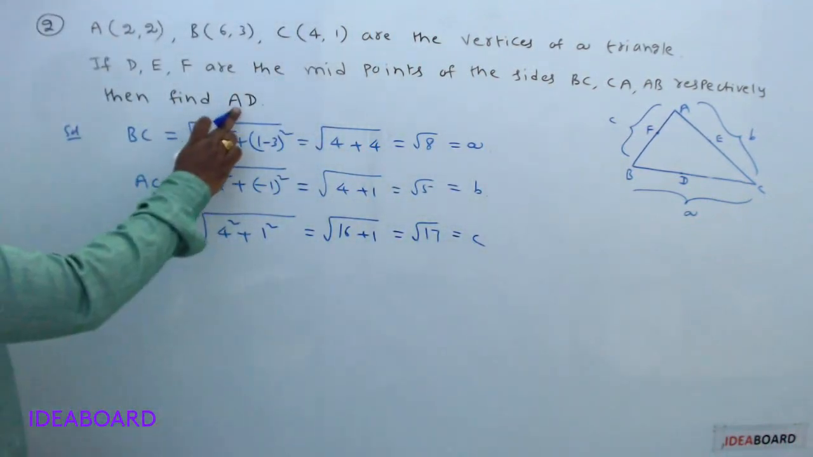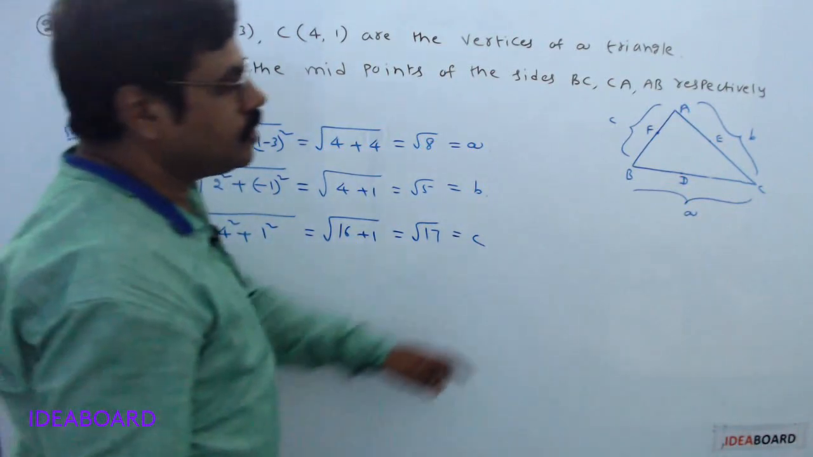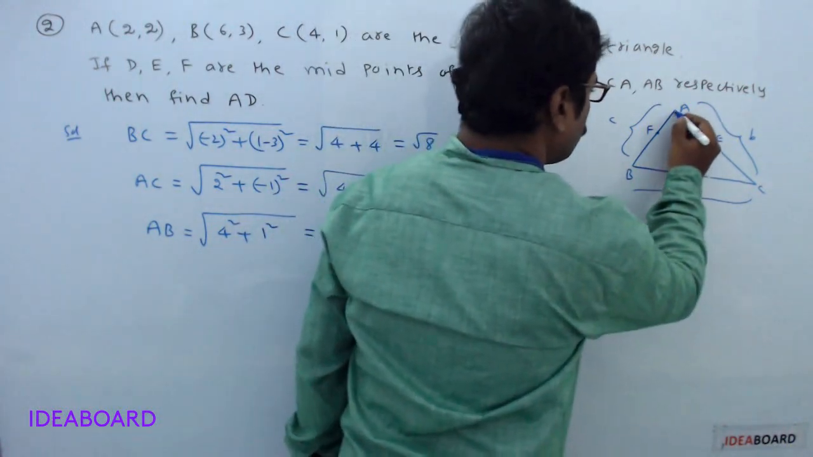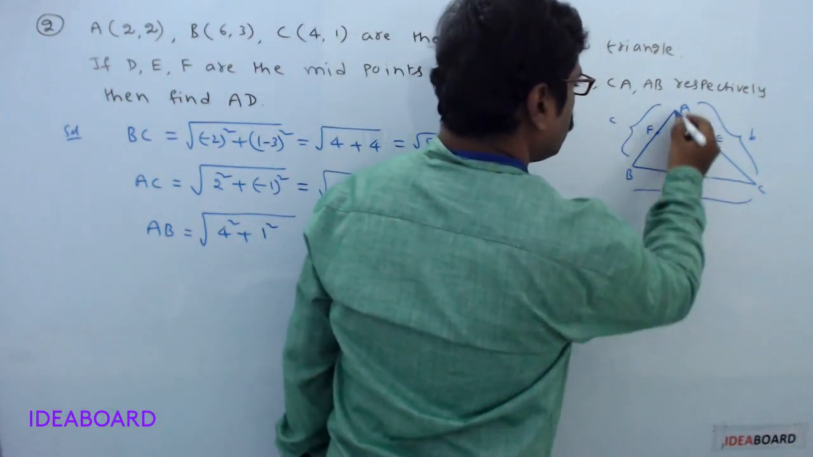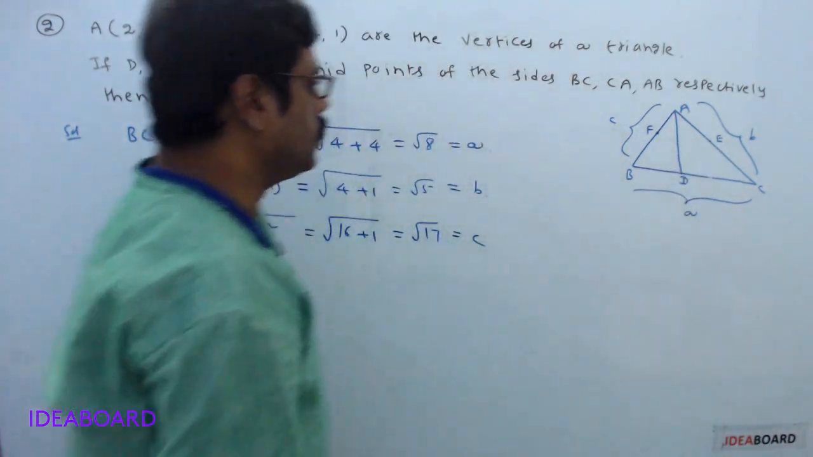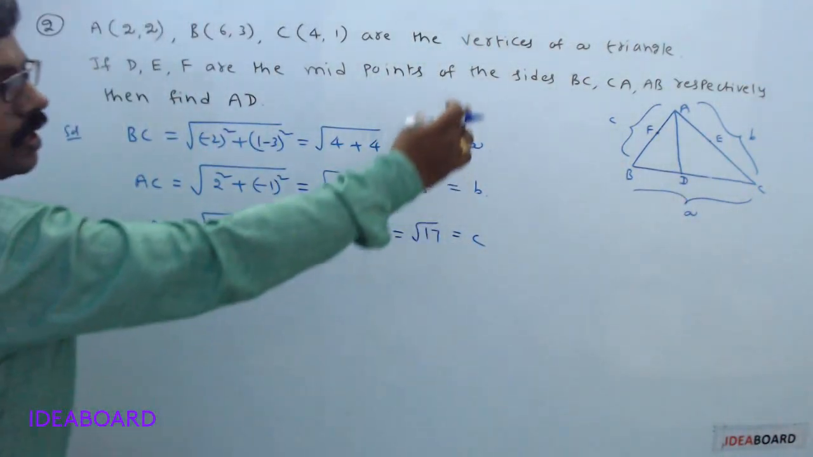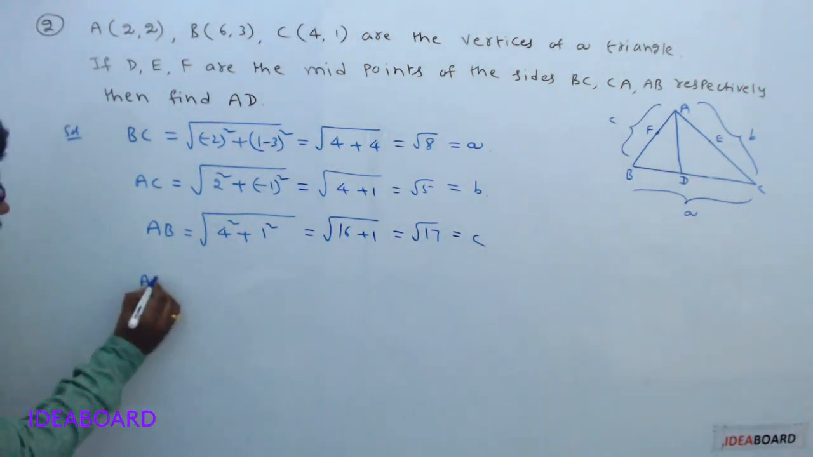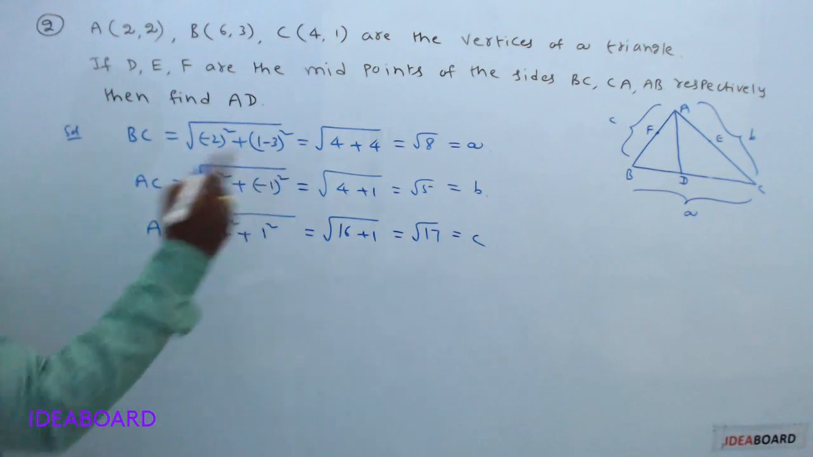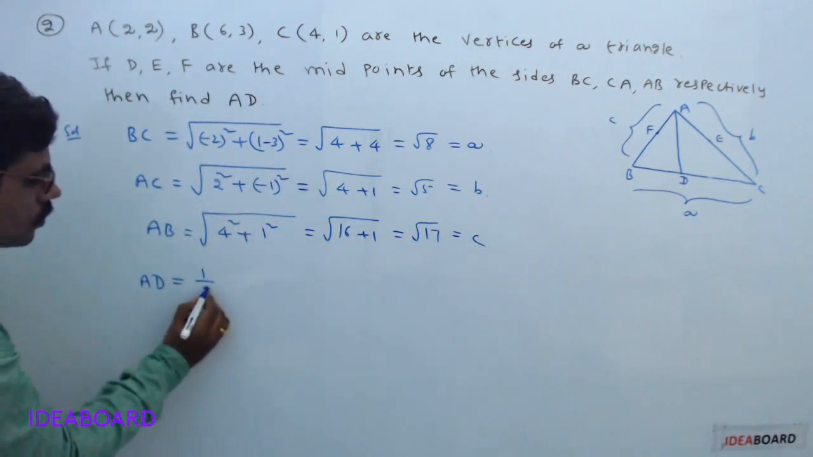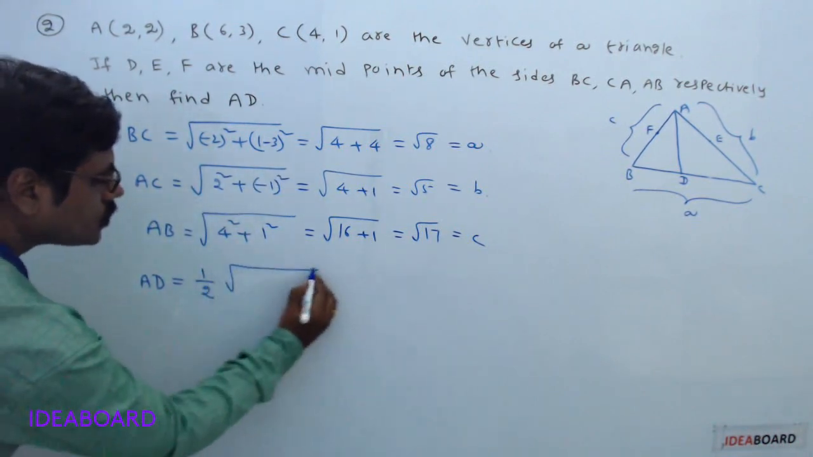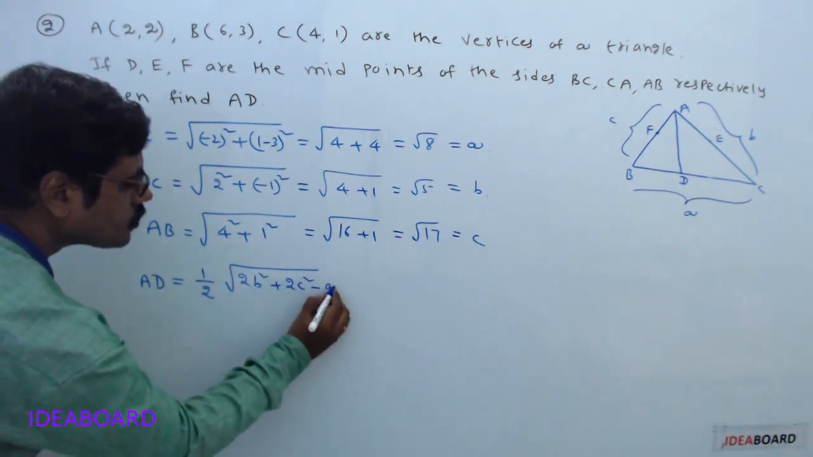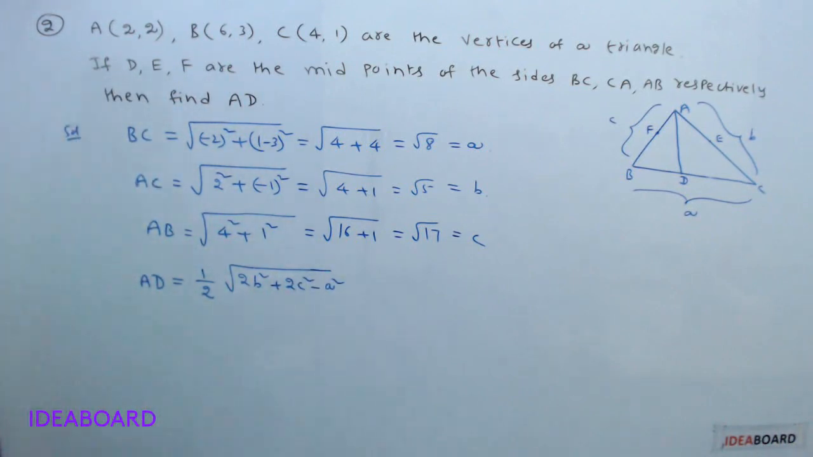Now here we need the value of AD. Here D is the midpoint of the side BC. So we need the median AD length. So what is the formula for the length of the median passing through the vertex A? The length of the median passing through the vertex A is AD. This is equal to 1 by 2 into the square root of 2b square plus 2c square minus a square.